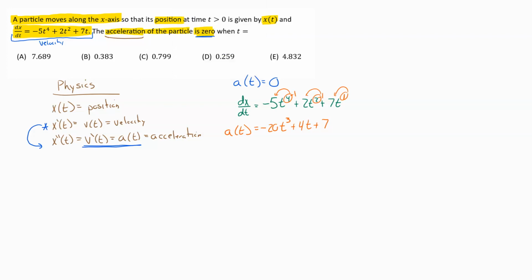So from here, now what we want to do is take this acceleration equation we just created and we want to know when does it equal 0. So we would say 0 equals negative 20t to the third plus 4t plus 7. And now we solve that equation for t. Luckily for us, this is on the calculator required section, which means that we can do this work in our calculator, and so we can actually find this answer out pretty quick and easy.